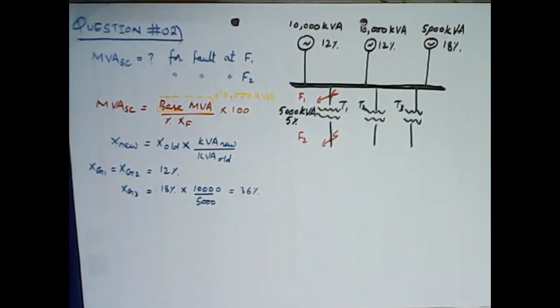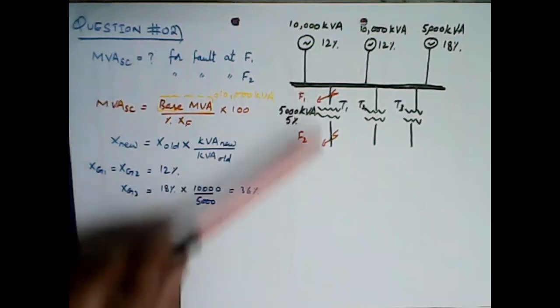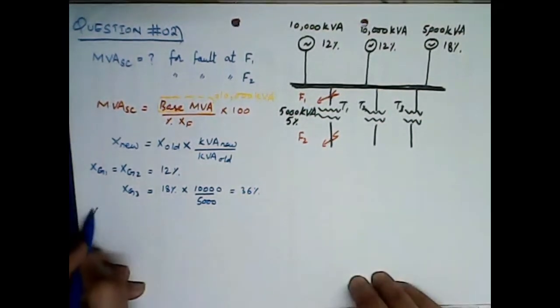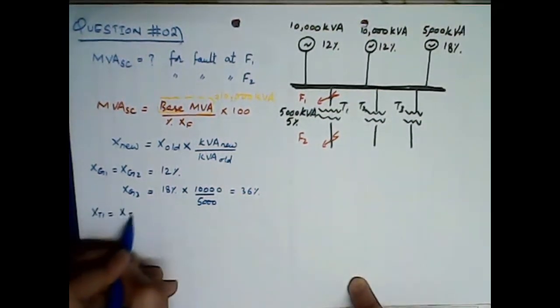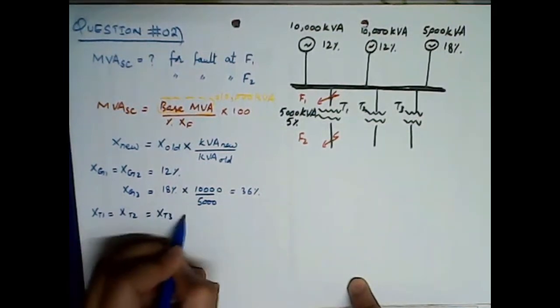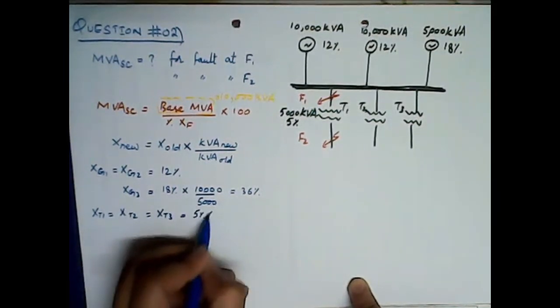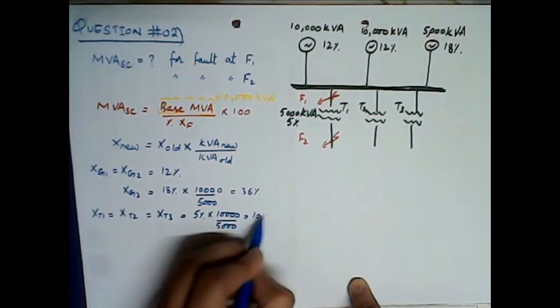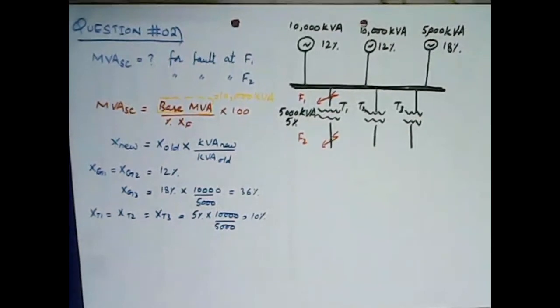So now, whenever a fault occurs at point F1, we need to find out the short circuit power, and for F2 also we need to find out the short circuit power. Let's calculate the reactances for transformers also. Xt1 equals Xt2 equals Xt3 equals 5% times 10,000 divided by 5,000, equals 10%, right?